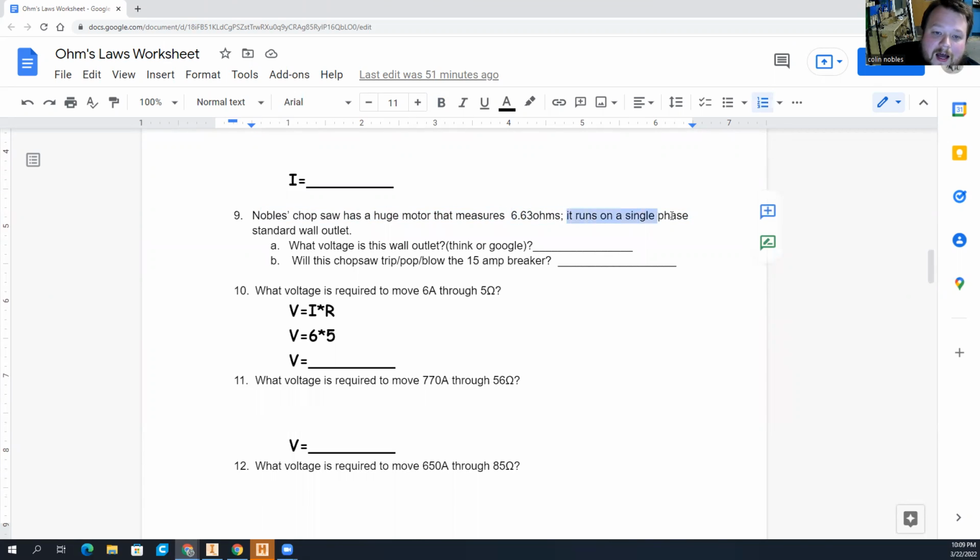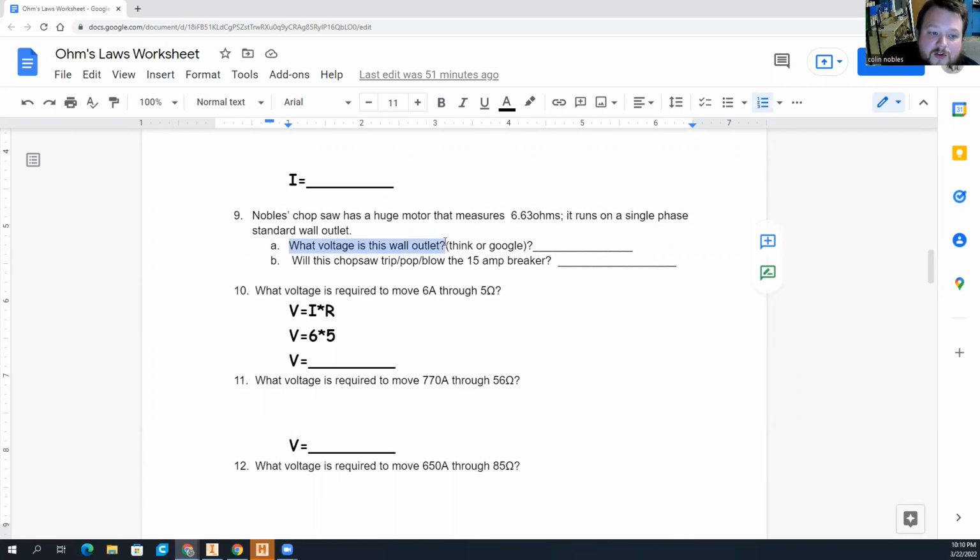I'm running it on a regular old household outlet, okay? You need to know what voltage that is. We've talked a lot about it. You should know that by now. If not, go ahead and Google standard North American wall outlet. It'll spit out the answer to you, okay?